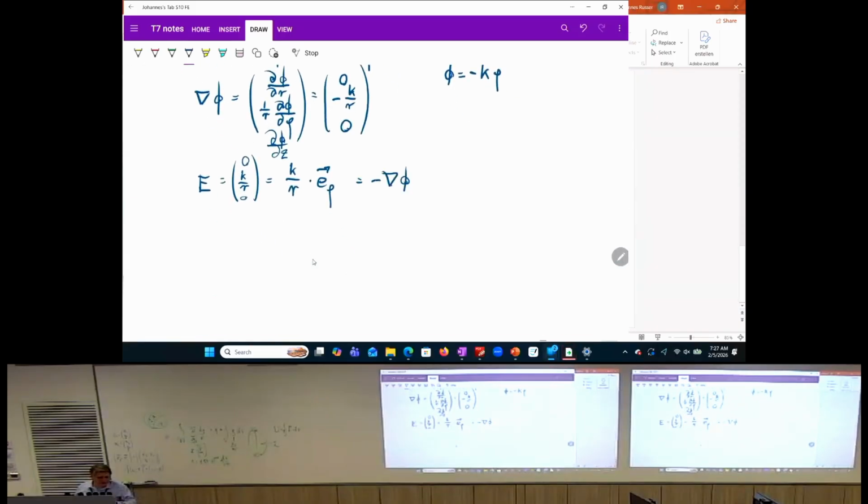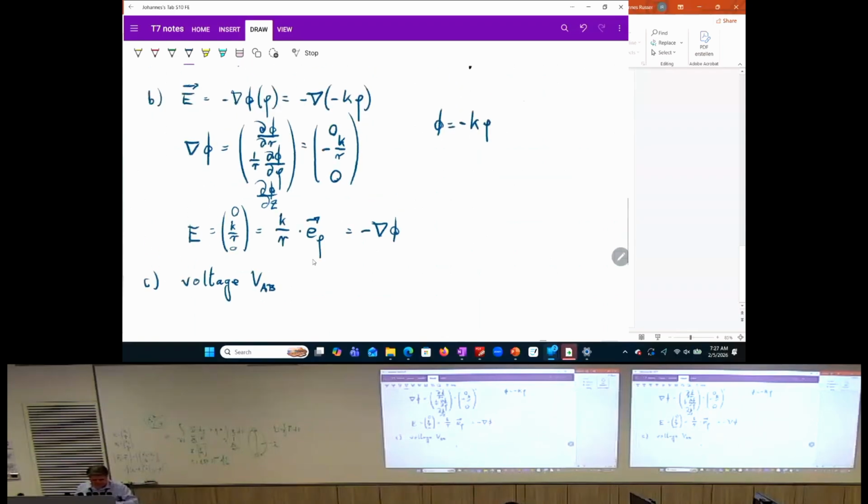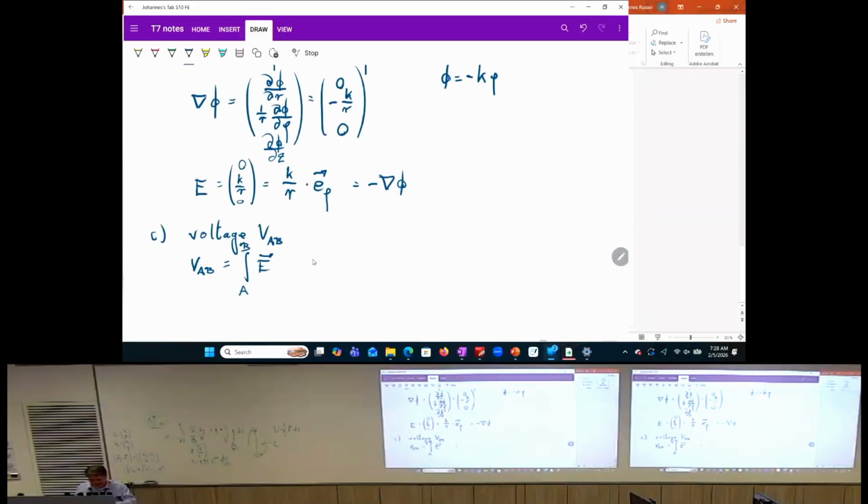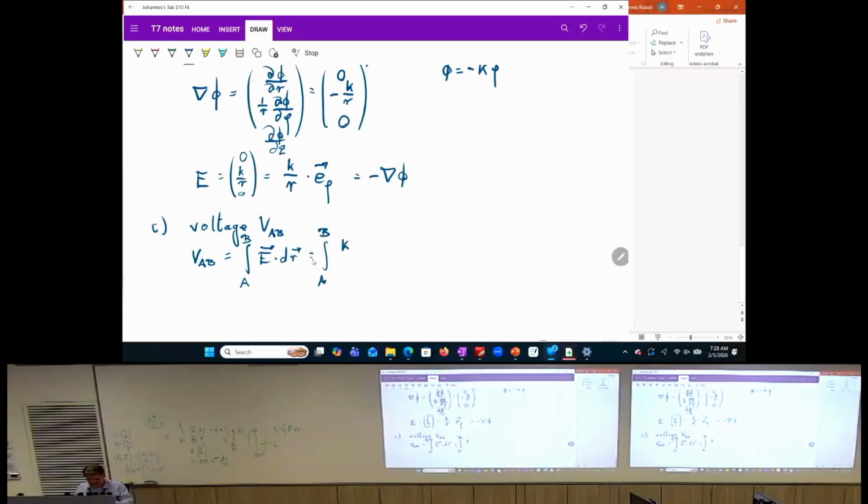Okay, now we have the electric field. Now we can calculate the voltage between the two electrodes. The voltage between A and B, so one electrode is named A and the other one is B, is obtained by integrating the electric field over the path. That electric field we said is k over r times e phi. And for the line element, you again have to consult your math formula sheet. The line element here is dr, r d phi, and dz.